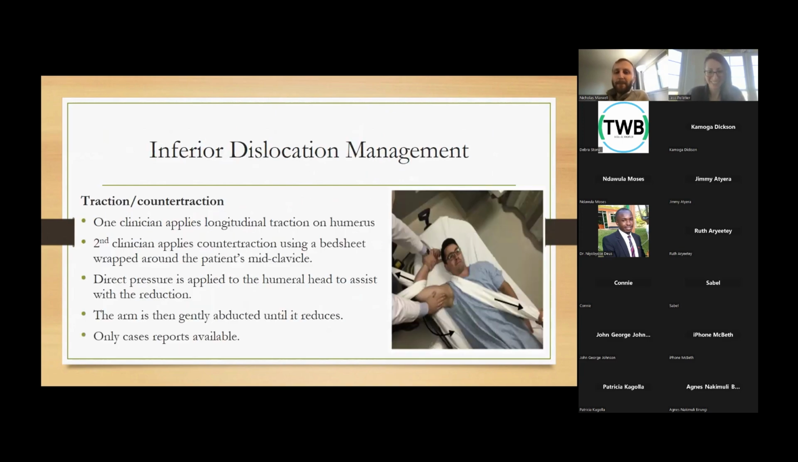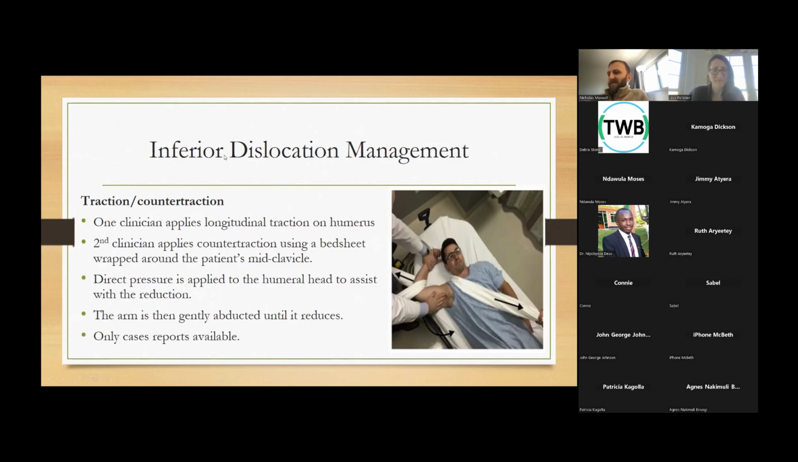All right. So finally, I'm going to talk about inferior dislocations. These are quite rare. They occur in less than 1%. The only data that's published about them is in case reports because they're rare. There aren't many EDs that manage quite a couple of them. So for managing these dislocations, there is also more than one technique that could be applied.